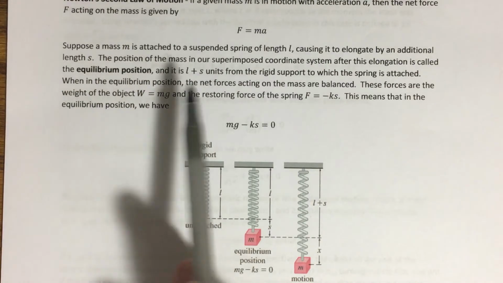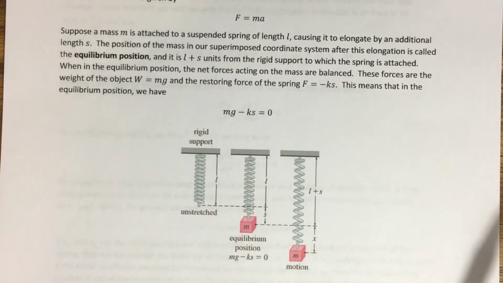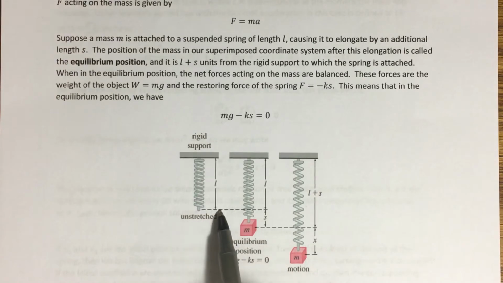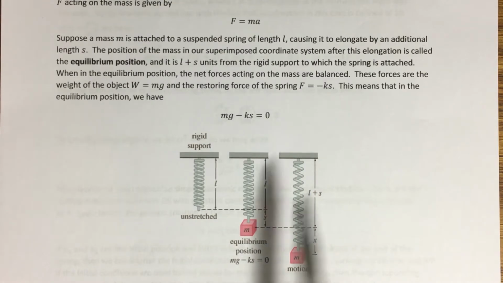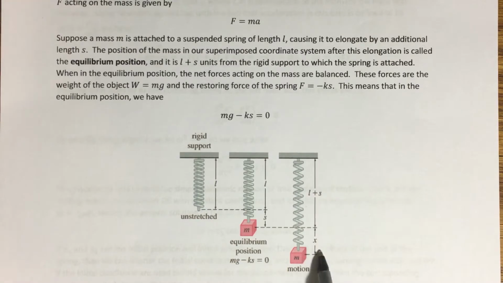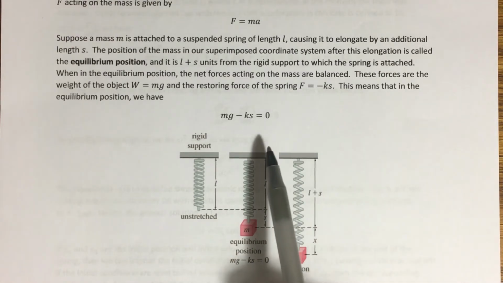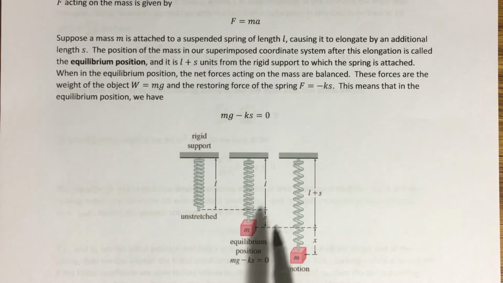So again, let's suppose that our mass m is attached to that spring, and like we said before, we're going to assume that the spring has a length of L, and the mass when attached to the spring elongates the spring by an additional s units. So that the total length from the rigid support to the mass itself, when it's just suspended there, is L plus s. Now, the equilibrium position is what we call the position on that vertical axis that we're going to orient this thing on. It's the position where the mass is, right here.